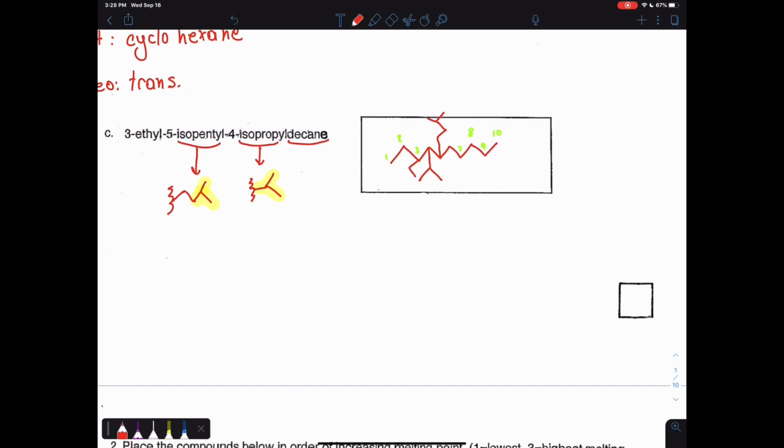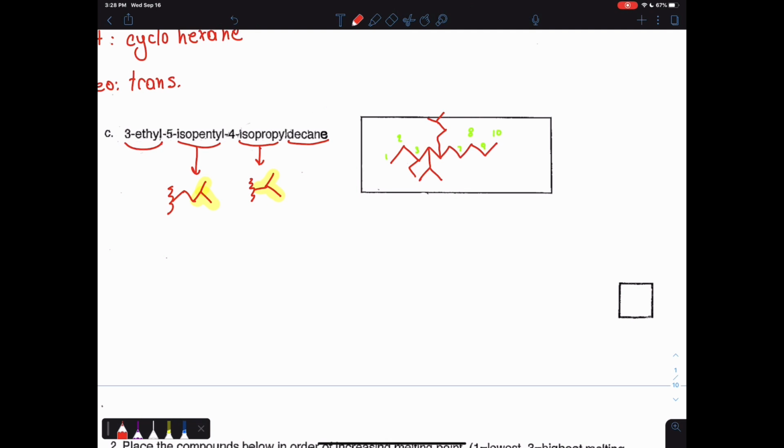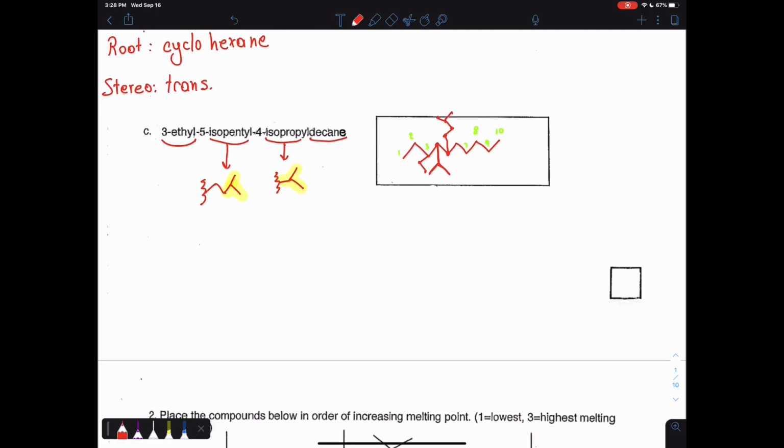So now let's go backward and check on our work. So 3 ethyl. On carbon 3 we have an ethyl. On carbon number 5, 1, 2, 3, 4, 5, right here, we have an isopentyl. And then on carbon number 4, which is right here, we have an isopropyl. So 1, 2, and then 3. So everything is correct. Always, when you're doing this, always remember to go back and check your work, right?